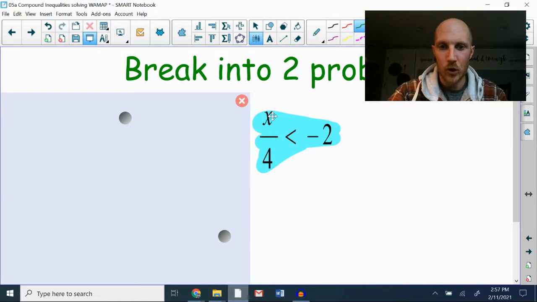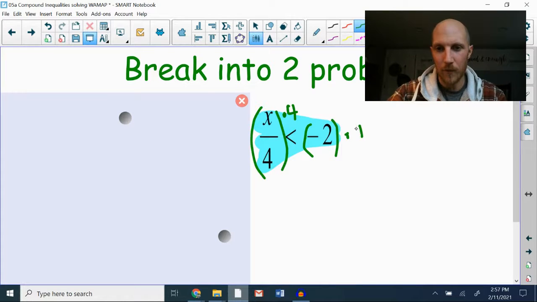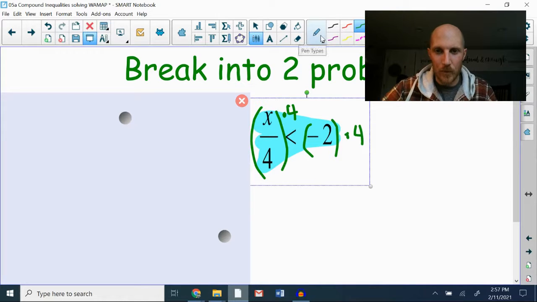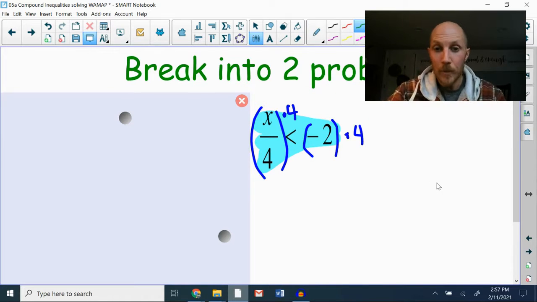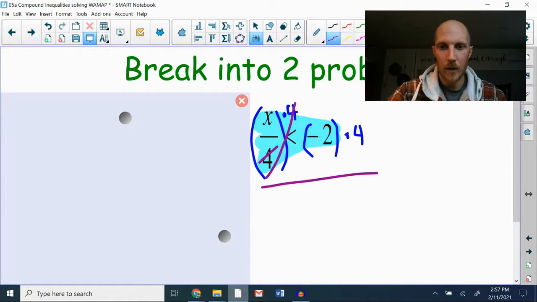So in order to solve this part, why am I working in green? It's the blue problem. I'm going to need to multiply both sides by 4 because that is the opposite operation. I'll see if I can get this to be a better color. It should probably be blue to go with the blue highlighting. So multiply both sides by 4. These 4s are going to cancel each other. If I get my line to actually go through them, it'd be nice. And here's what will be left. X less than -8.